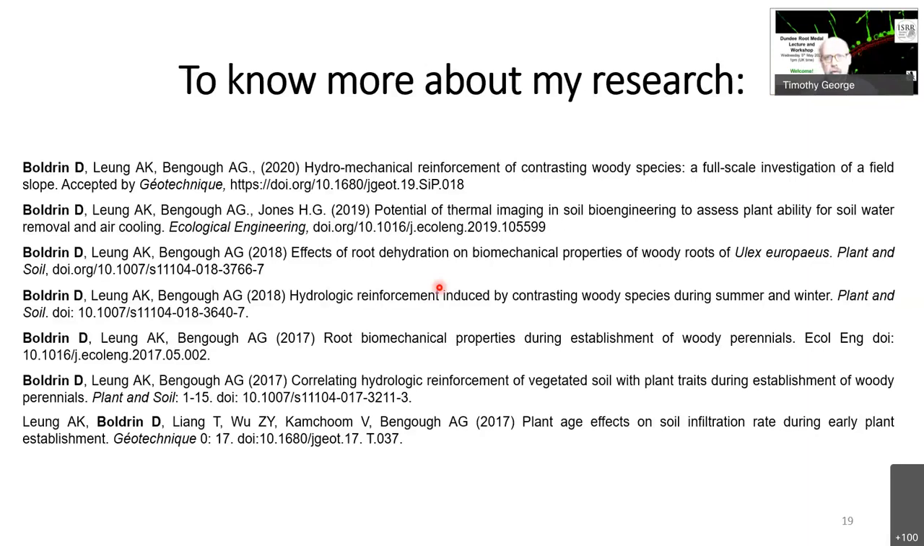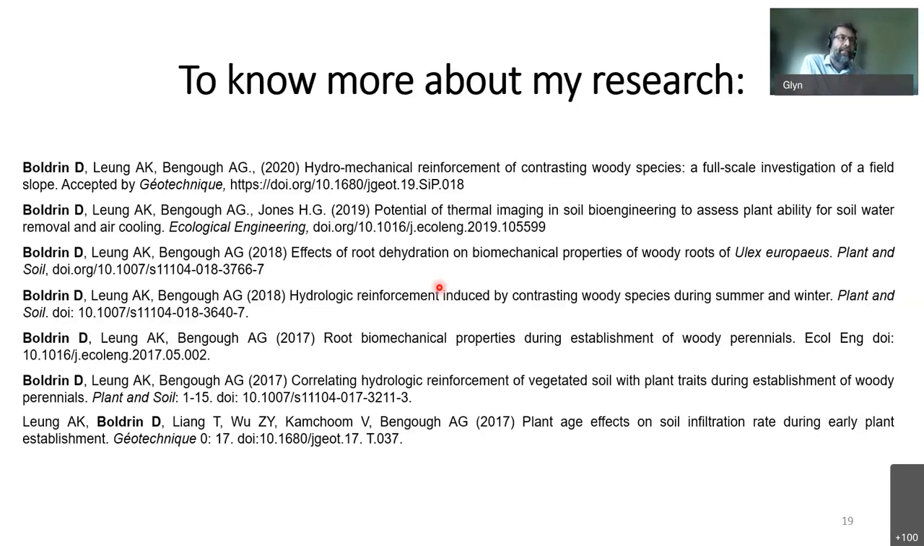Maybe time for one more quick question. Okay, we have one from Paul, which asks about evidence of the extent of drying by roots. Would it have any residual impact on soil strength after re-wetting?